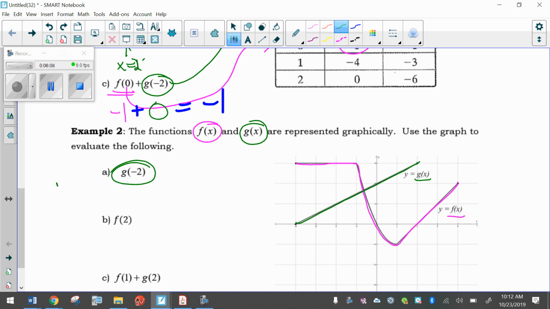So I need to find the output, or y, when x equals negative 2 on the green line.